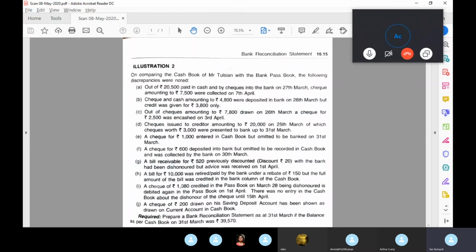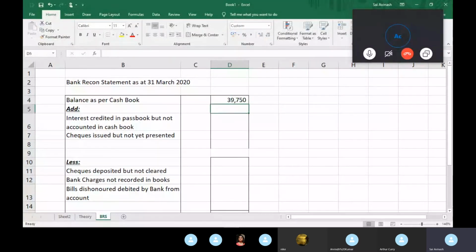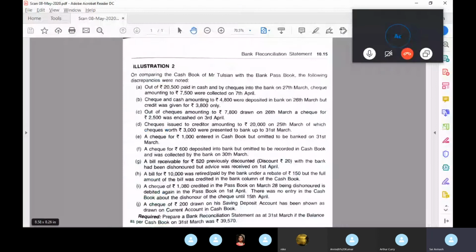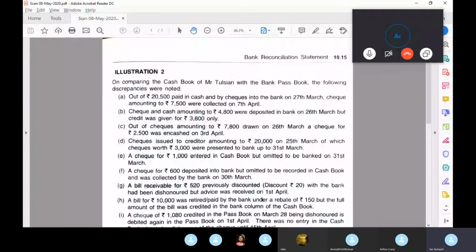Number one, we know that the balance as per cash book is 39,750, right? We have counted that. Next, number one, 20,500 deposited into the bank account, right? The check amounting to 7,500 were collected on 7th April. So let's look at it this way. I deposited checks, which means my bank balance as per my books would have increased. However, 7,500 worth of checks have not been credited in my bank account, my passbook, which means the passbook is lower by 7,500. So always imagine it as if you are the accountant, right?